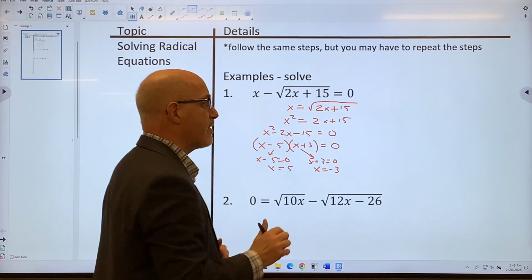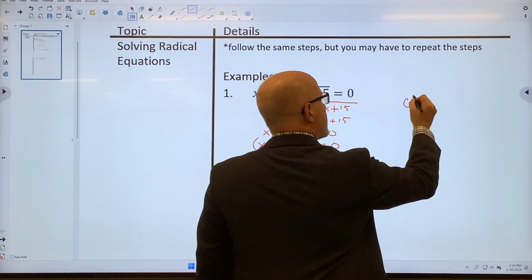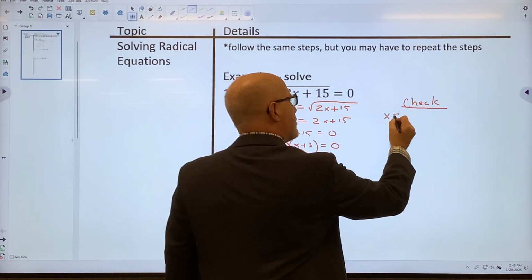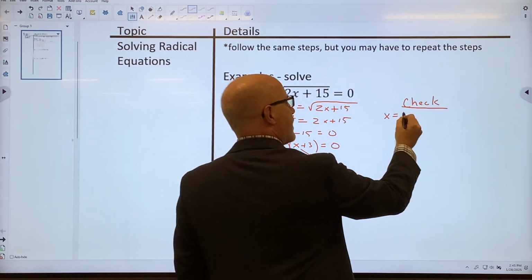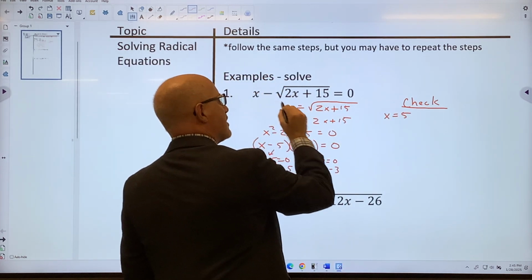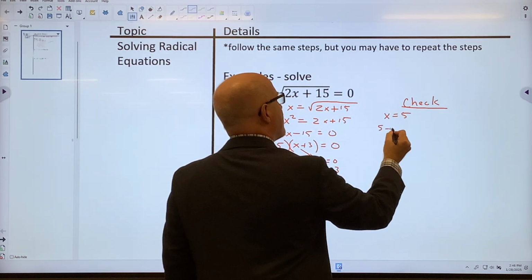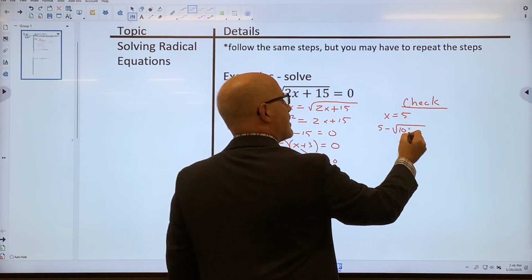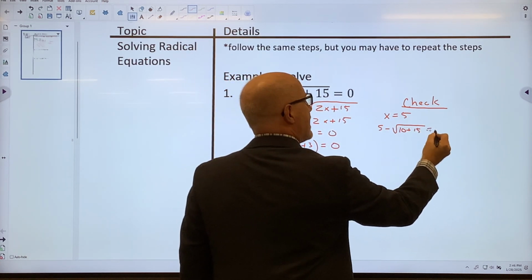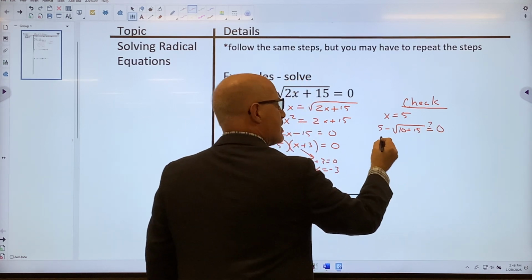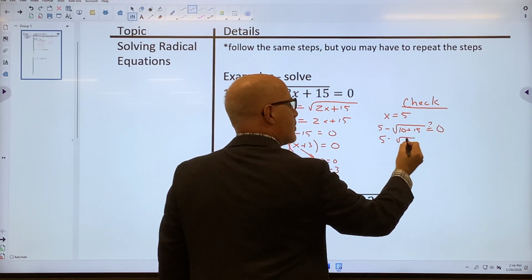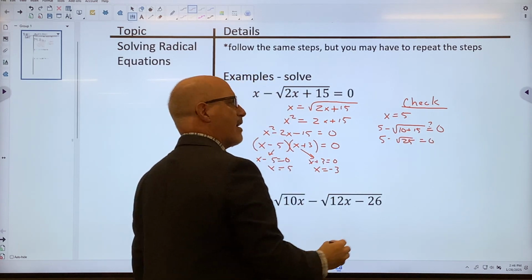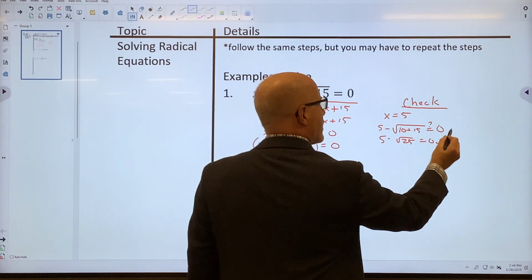Now we still have to check our answers, and with these advanced forms, there's many cases where you will have extraneous solutions. So to do the check, I'm going to label which one I'm checking. I'm going to check x equals 5 first, put it back into the original. Is 5 minus the square root of 2 times 5, which is 10, so 10 plus 15, equal to 0? Well, this is 5 minus the square root of 25. That does equal 0 because it's 5 minus 5. So this is a solution.